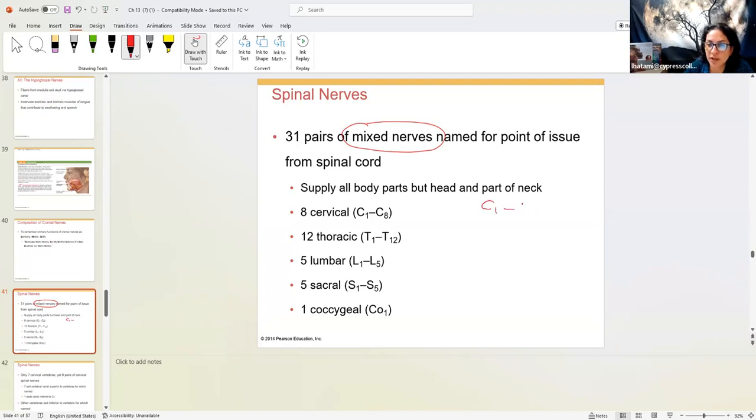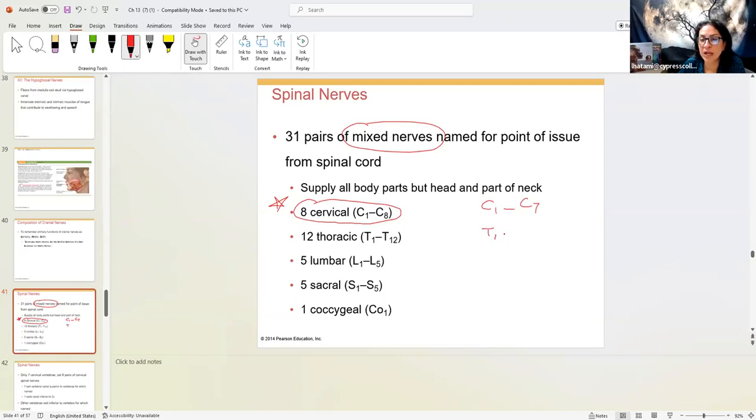26 in adult, right? Among these 26, we have 7 cervical vertebrae from C1 to C7. But please make sure you know we have 8 cervical spinal nerves from C1 to C8. But the others are going to be the same as the number of vertebrae.